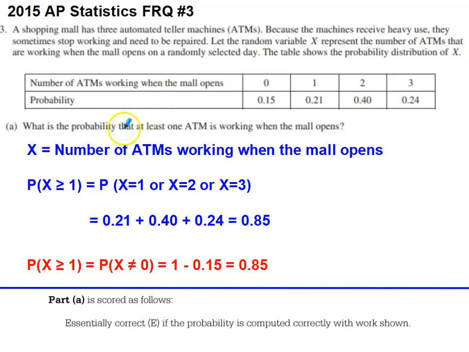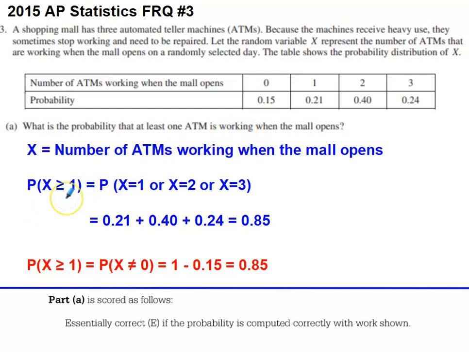Part A is asking us to find the probability that at least one ATM is working when the mall opens. So I didn't really have to do this, right? Capital X is the number of ATMs working when the mall opens. That's already done back here. Certain problems aren't going to do that, so I think it's just a good habit to get into to make sure that you are consistently naming your random variable, even though it was already done for us in this case.